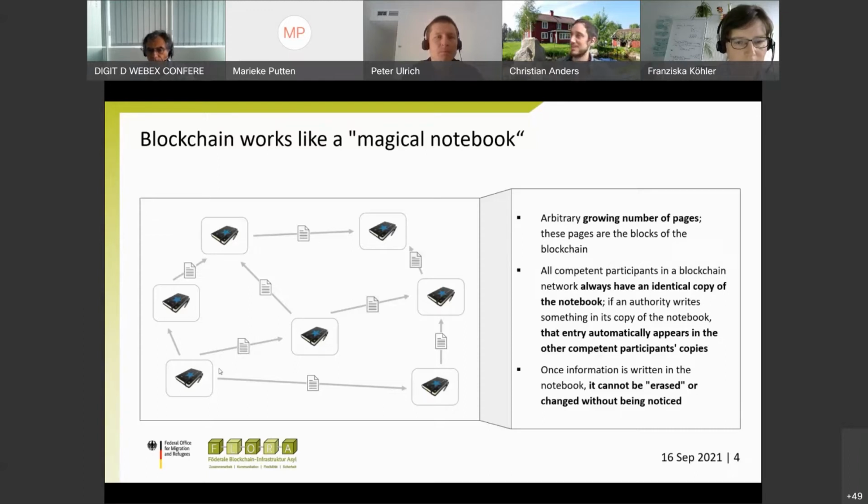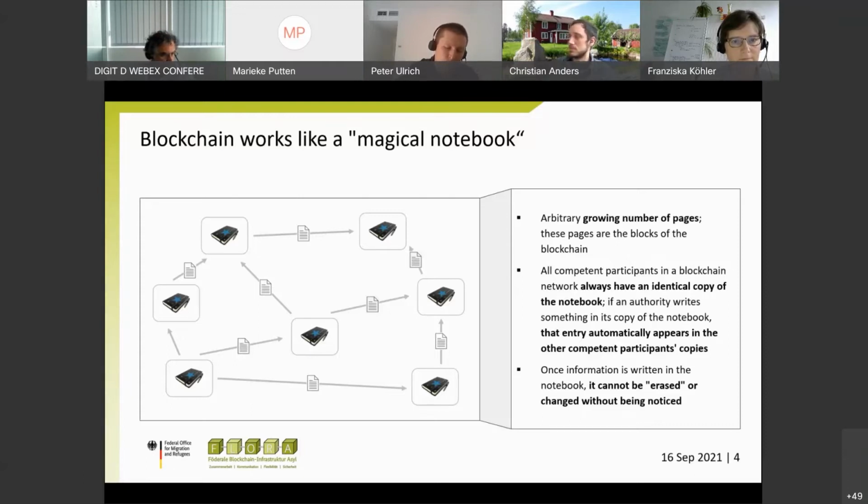So if we would form a network together, all of you would have a notebook yourself, and each authority writes something into this notebook, or you would write something in your own copy, and all of the entries you would put there get automatically distributed among the other participants' copies. So at a certain point in time, all copies are synchronized and are identical.